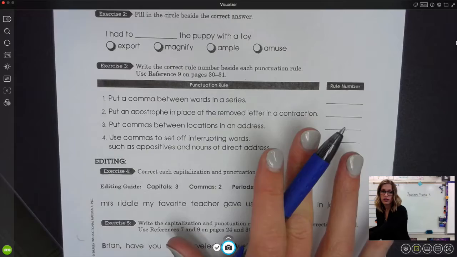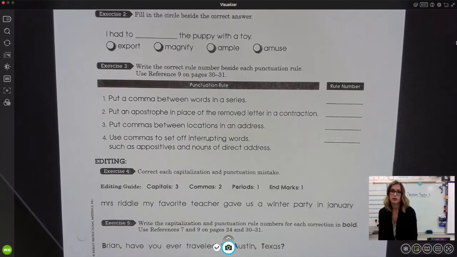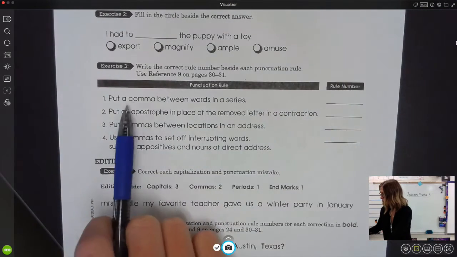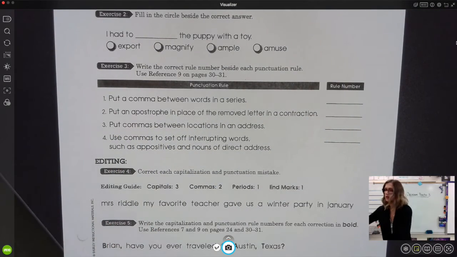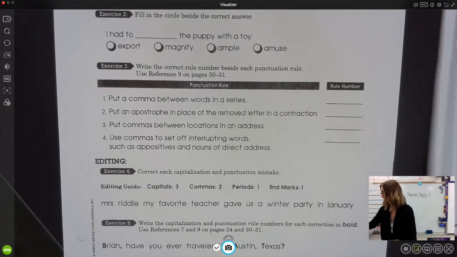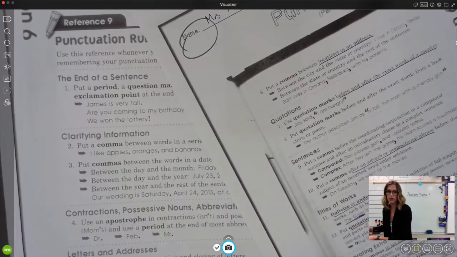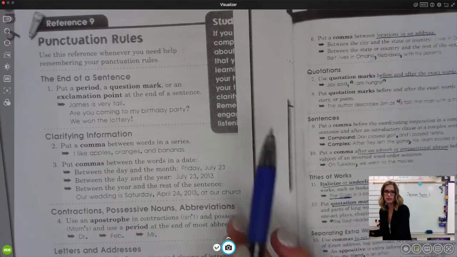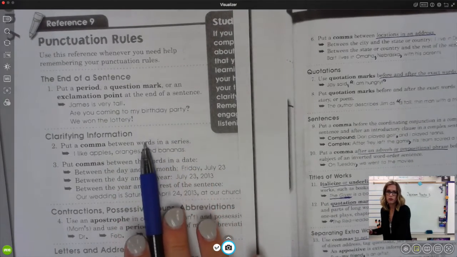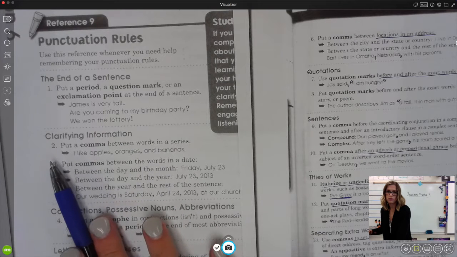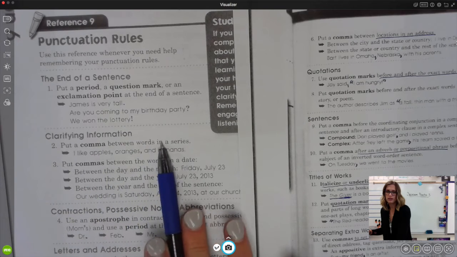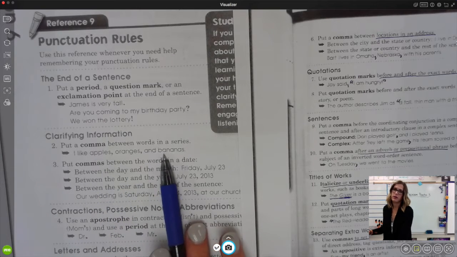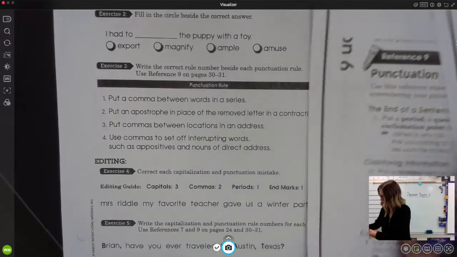Exercise 3, we're going to look at our punctuation rules. So, we're going to look for which one of our punctuation rules says put a comma between words in a series. Now, I've got my rules right here. You don't have them. That's okay. Which one says put a comma between words in a series? Do you see it? Oh, right here. Rule number 2, put a comma between words in a series, like I like apples, oranges, and bananas. So that would be rule number 2.